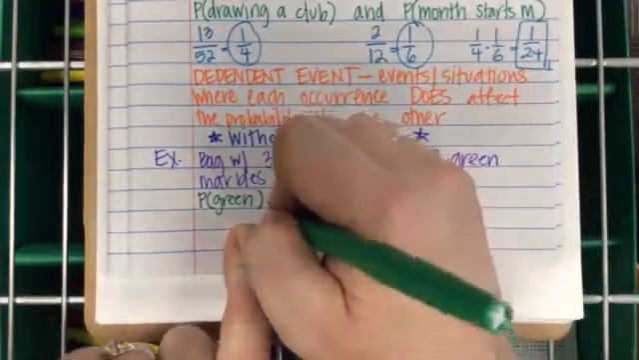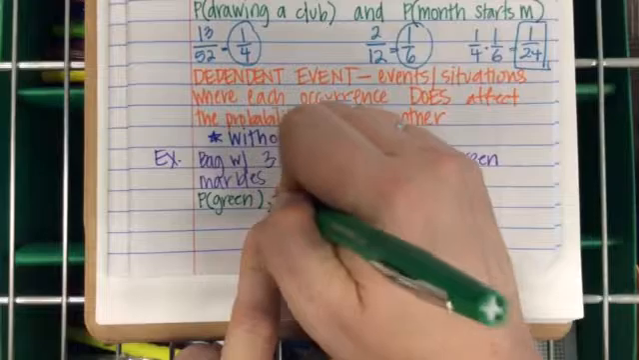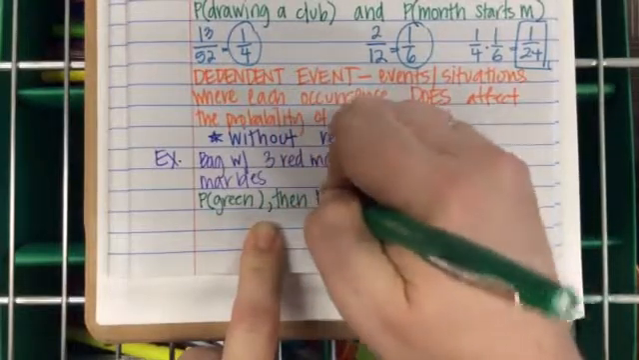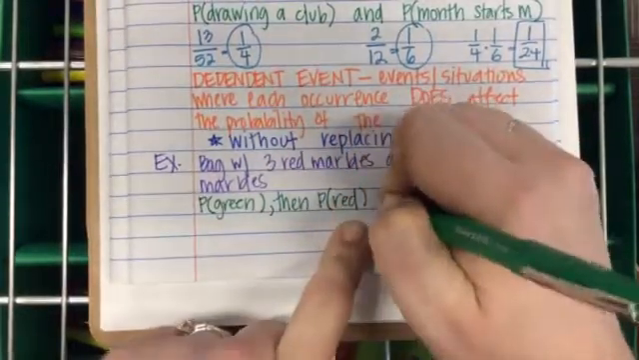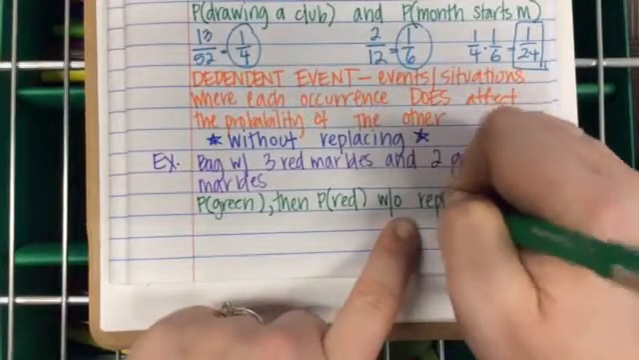Probability of green, then the probability of red without replacing.